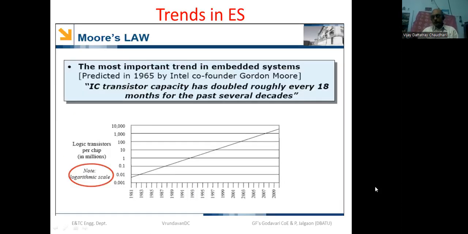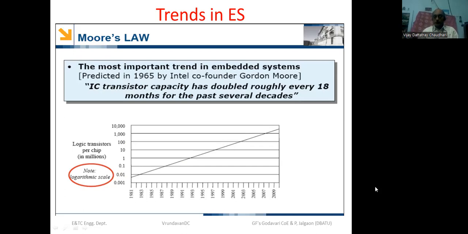Let us see some trends in embedded system. What is the basic that enables embedded system to grow these days much? Moore's law is the basic, of course, which was predicted in 1965 by Intel co-founder Gordon Moore. What he said? He said IC transistor capacity has doubled roughly every 18 months for the past several decades. So what happens if the IC transistor capacity increases?